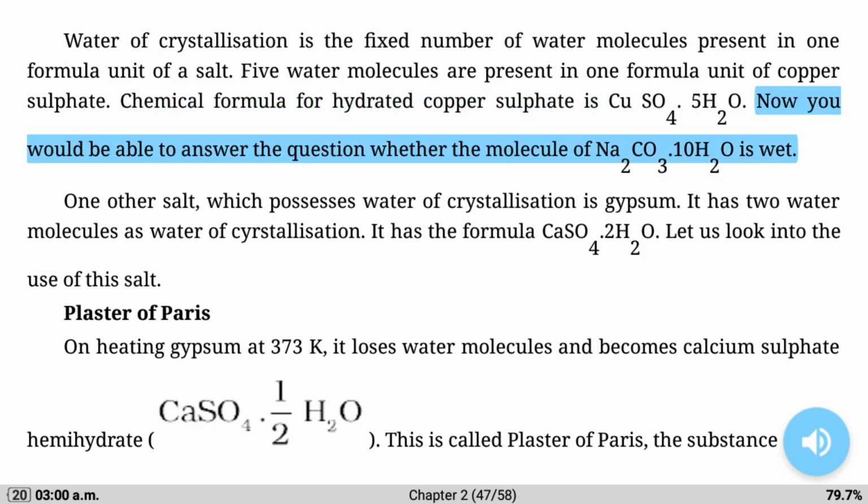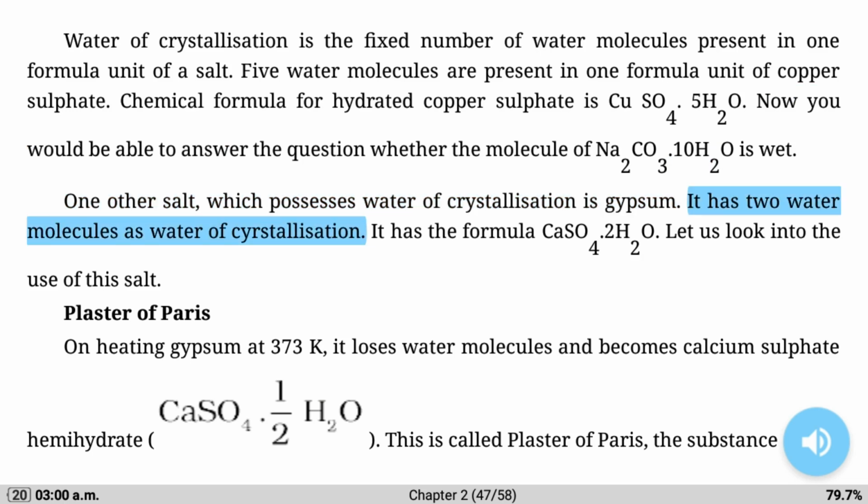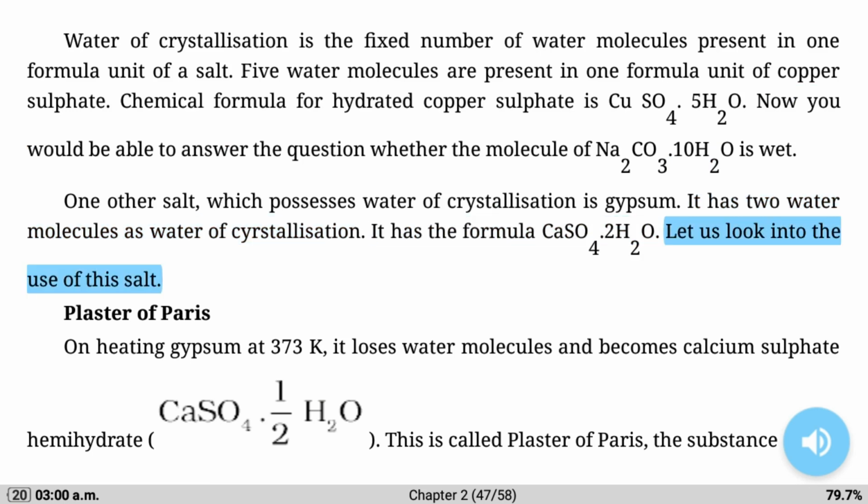Now you would be able to answer the question whether the molecule of Na2CO3.10H2O is wet. One other salt which possesses water of crystallization is gypsum. It has 2 water molecules as water of crystallization. It has the formula CaSO4.2H2O. Let us look into the use of this salt.